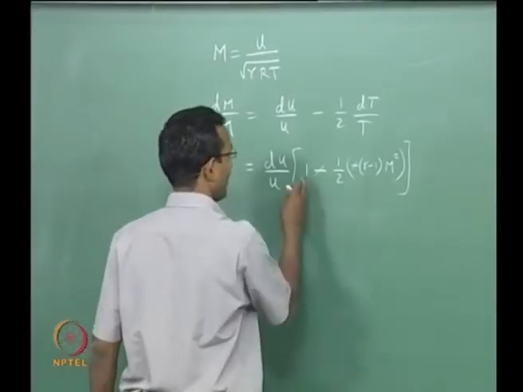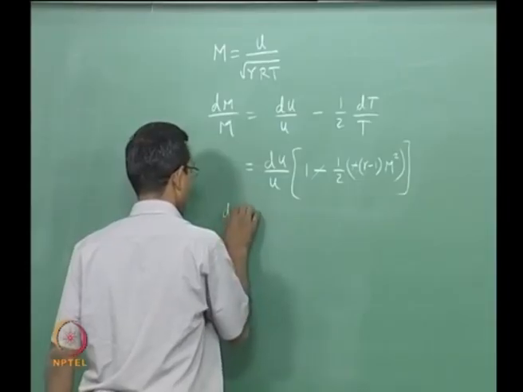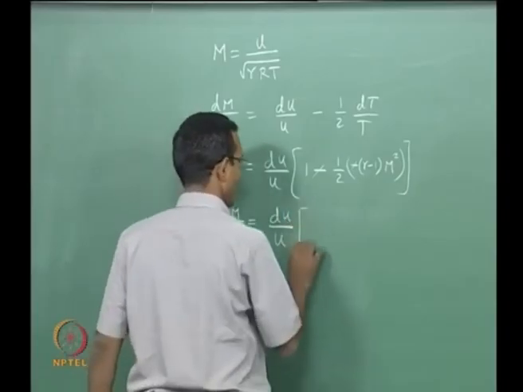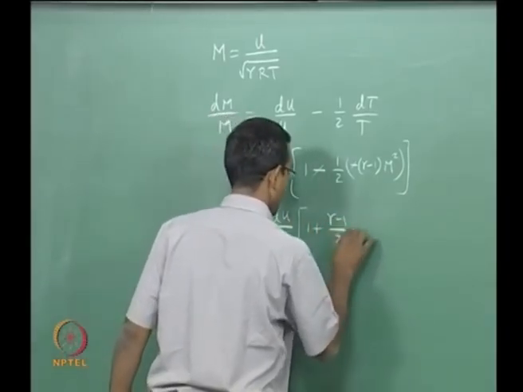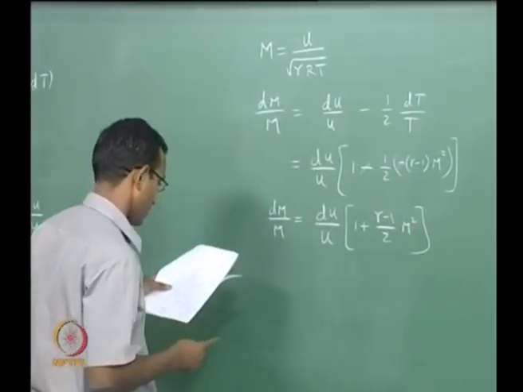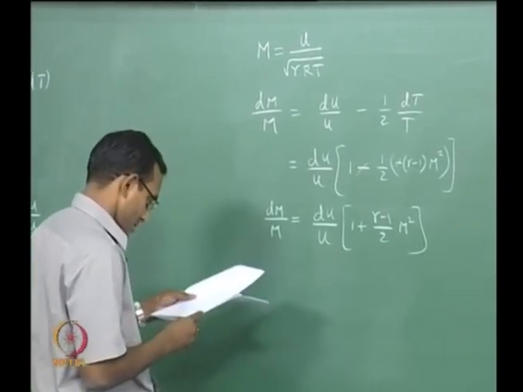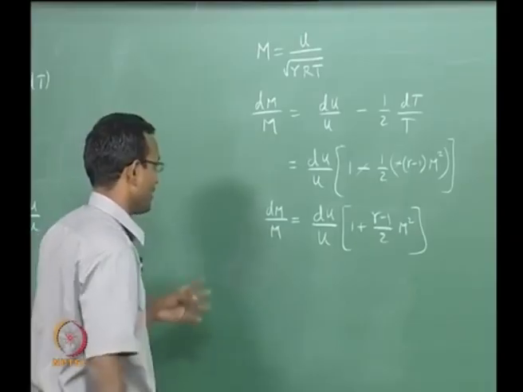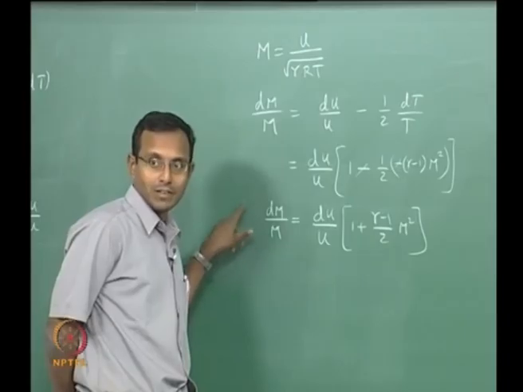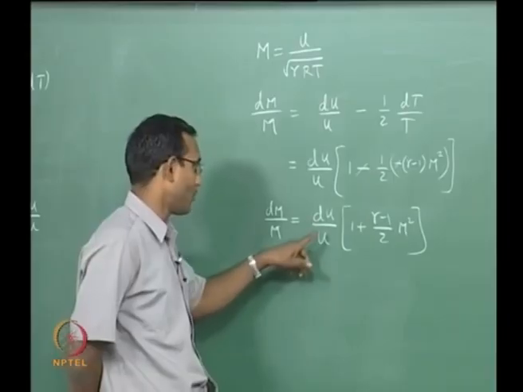Okay. Now if I look at it, 1 plus gamma minus 1 by 2 M square you are getting. Okay. So dM by M equal to du by u into 1 plus gamma minus 1 by 2 M square. This is the next term you are having. Okay. Now if I think about it, for a given du I can get a dM. Now I can get every other variable, P, rho, T, everything I can get if I know what is the change in velocity.